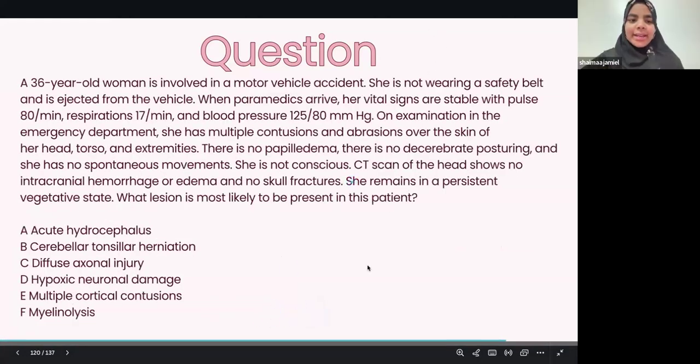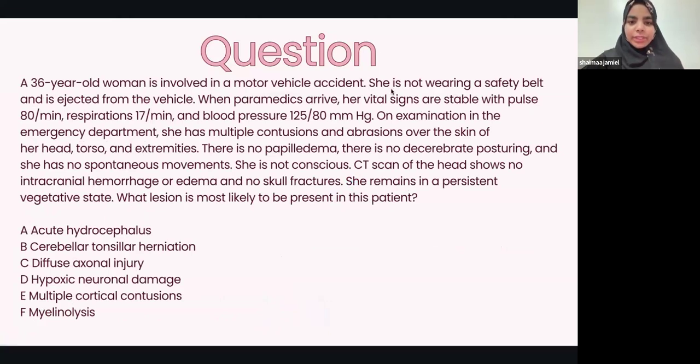So I think this is my question. A 36-year-old woman is involved in a motor vehicle accident. She is not wearing a safety belt and is ejected from the vehicle. When paramedics arrive, her vital signs are stable, pulse is 80, respiration 17, blood pressure is normal. On examination in the emergency department, she has multiple contusions and abrasions over the skin of her head, torso, and extremities. There is no papilledema. There is no decerebrate posturing, and she has no spontaneous movements. She is not conscious. CT scan of the head shows no intracranial hemorrhage or edema and no skull fractures. She remains in a persistent vegetative state. What lesion is most likely to be present in this patient?